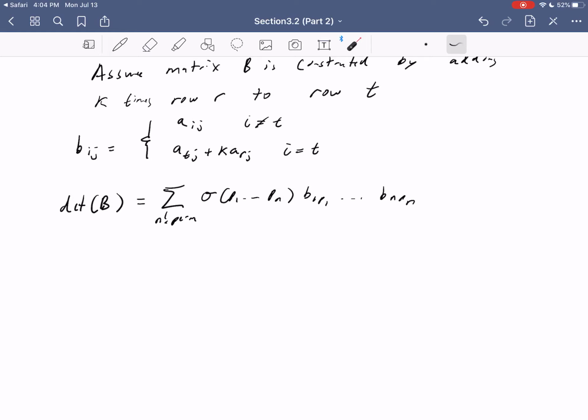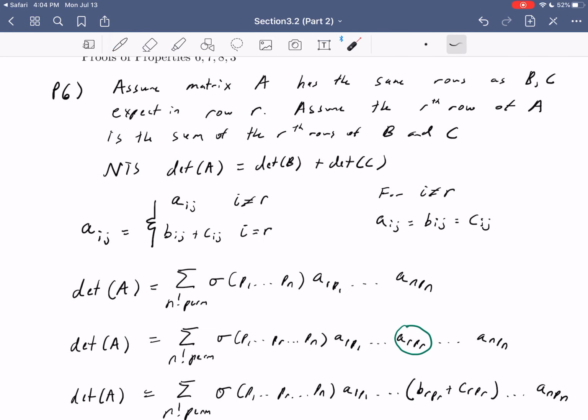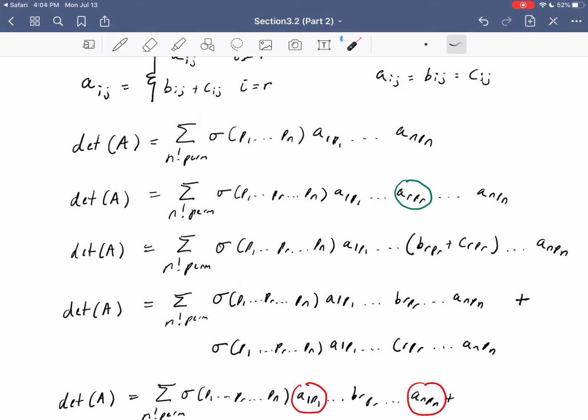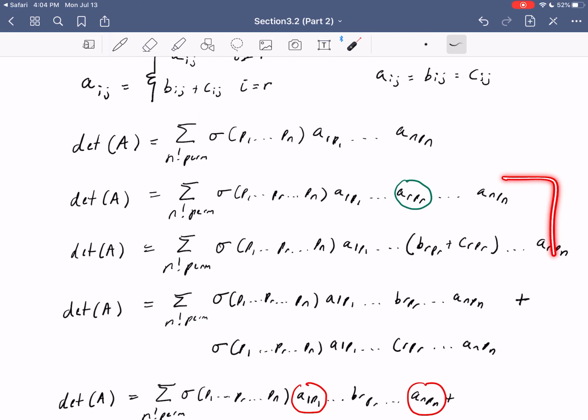Okay, but we can do a little bit here. Since we know that all the rows are the same except for this one, we could actually split this in the way that we did in the proof of the previous property, in the proof of property, what was this number? Property 6 here. So we can get right to this moment. I'm going to skip writing this stuff out because we know that once we get this sum here, we can split it as two sums.